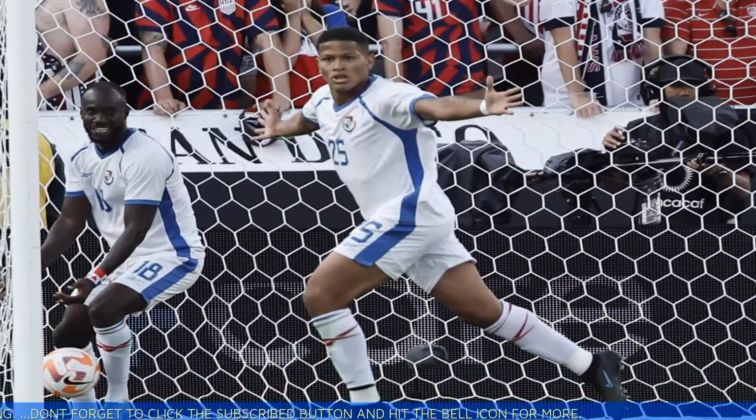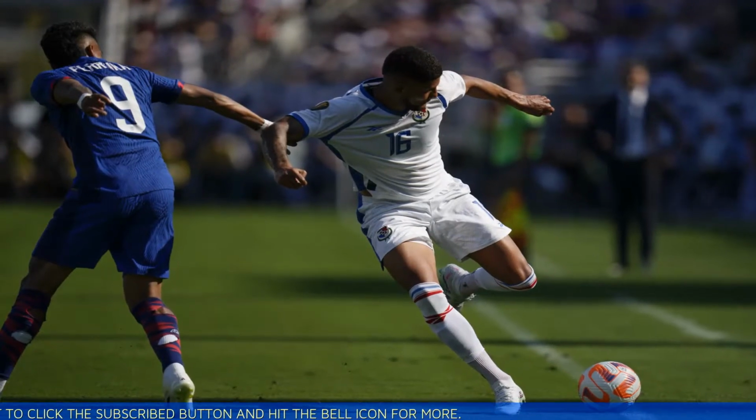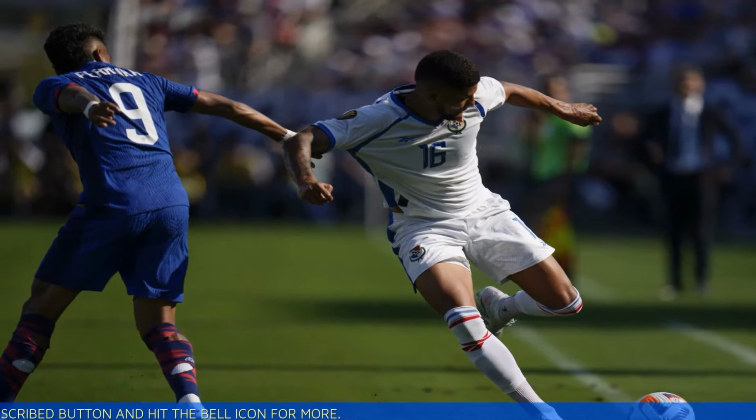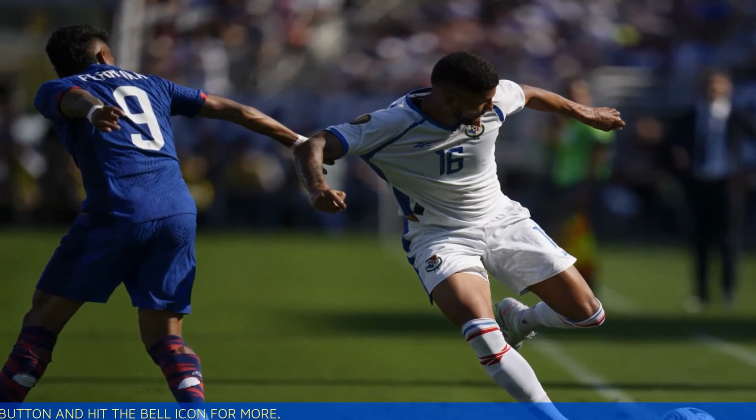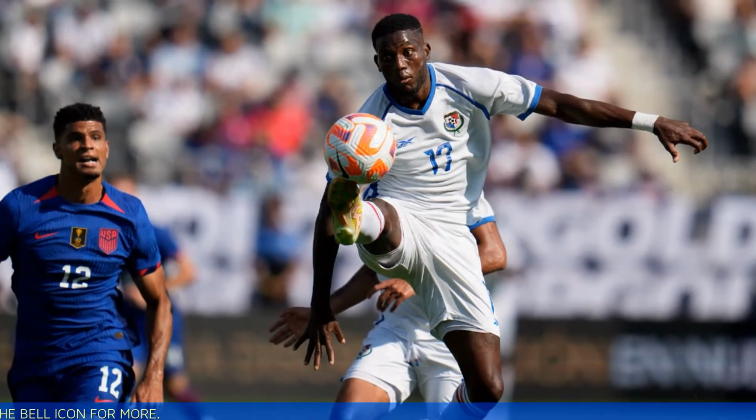90 plus 3 minute, chance, Panama. A corner for Panama results in a mad scramble, and they have the ball into the back of the net. There's a few things to check on here. First, the flag is up for offside, which is correct.